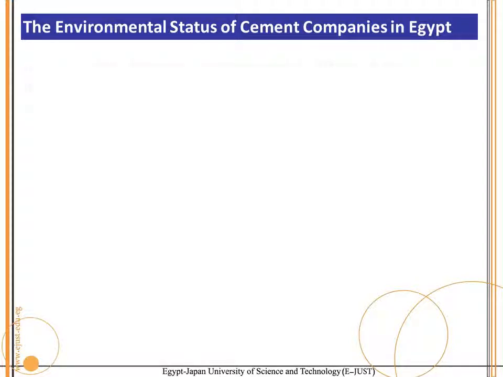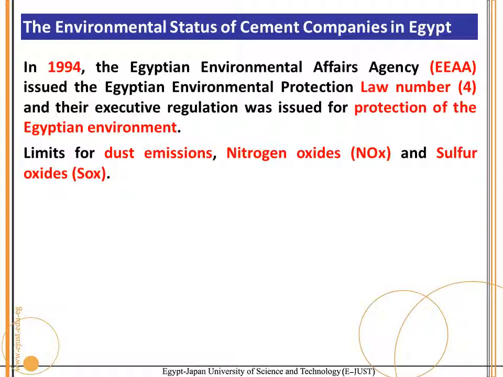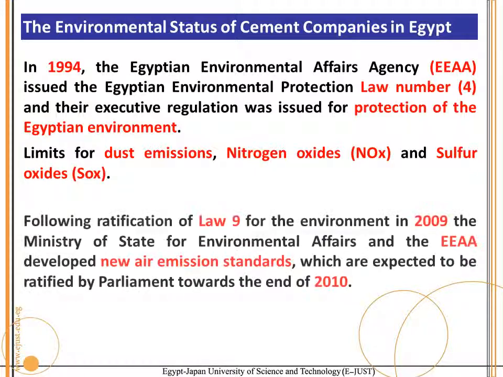The next is the environmental status of cement companies in Egypt. In 1994, the Egyptian Environmental Affairs Agency issued the Egyptian Environmental Protection Law number 4, and its regulation was issued for protection of the Egyptian environment, with limits for dust emission, nitrogen oxide, and sulfur oxide. Following the ratification of Law 9 for the environment in 2009, the EEAA developed new air emission standards which are expected to be approved by Parliament toward the end of 2010.